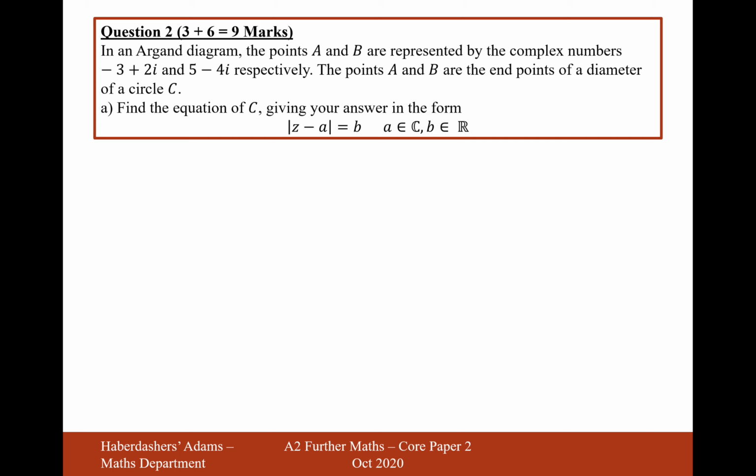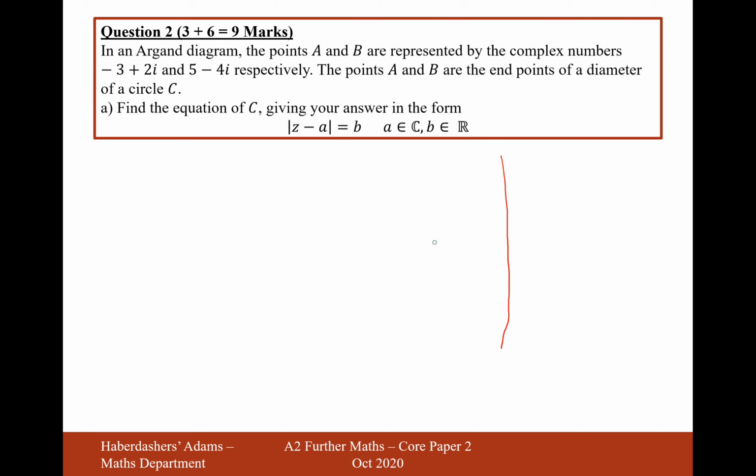In an Argand diagram, the points A and B are represented by complex numbers -3 + 2i and 5 - 4i respectively. A and B are the points at the end of a diameter of circle C. Write the equation of C, giving your answer in the form |z - a| = b.